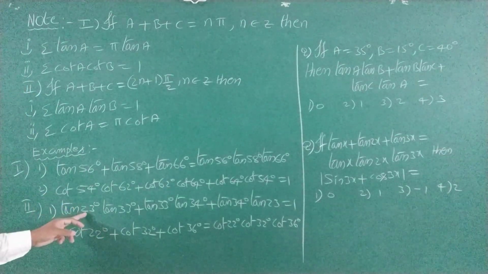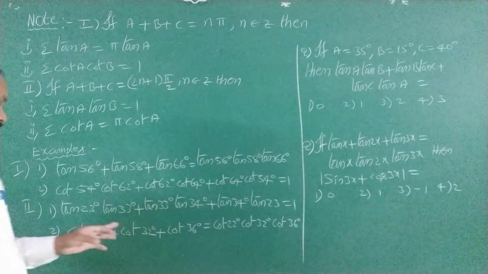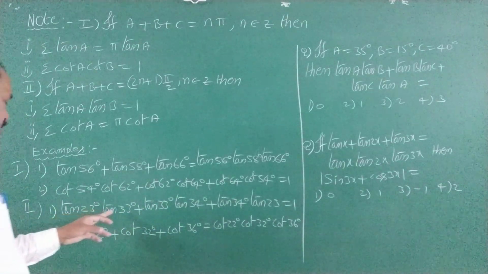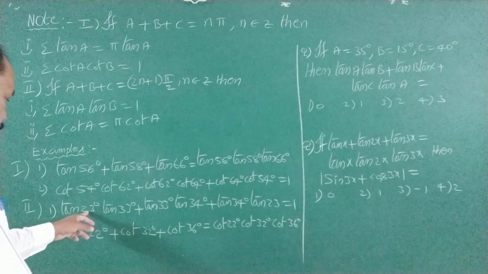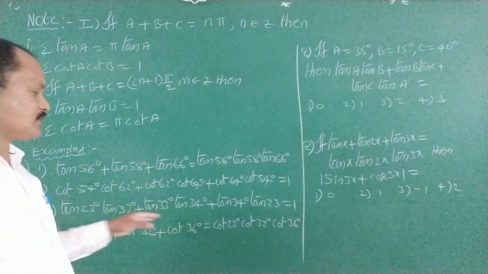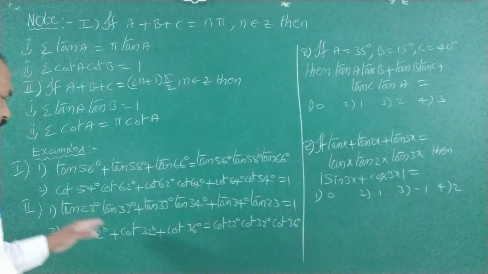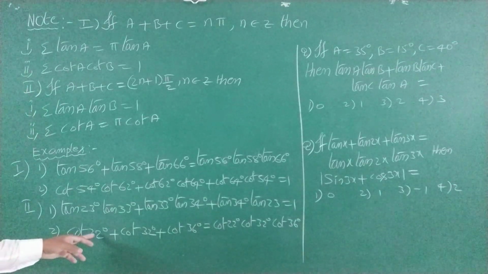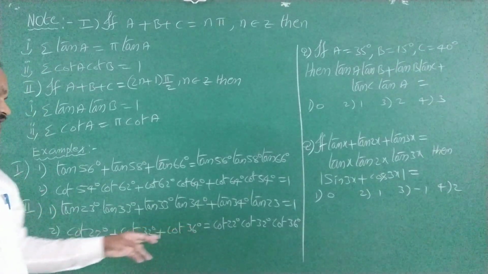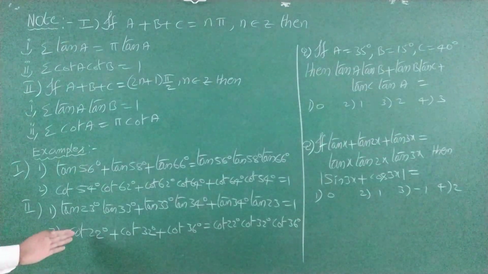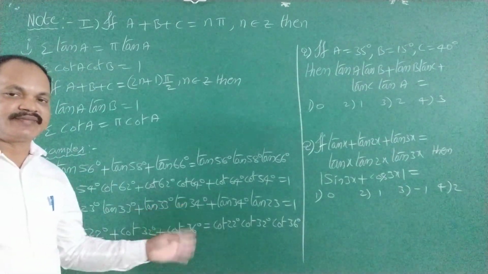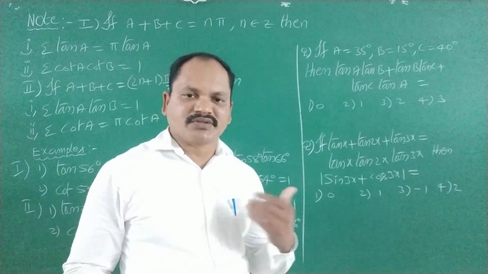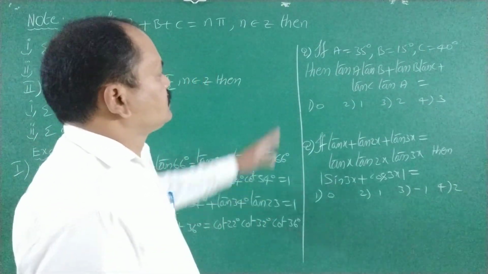That's why 23, 33 and 34. The sum of the angles is 90. That's why tan A tan B plus tan B tan C plus tan C tan A is 1. So here also 22, 32, 36. The sum of the angles is 90. That's why sigma cot A is equal to pi cot A. These are the examples. That means without doing the solutions, we have to write a direct answer. So now the question.